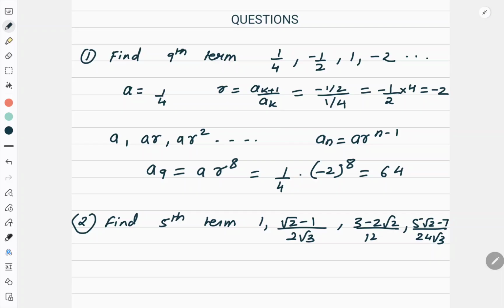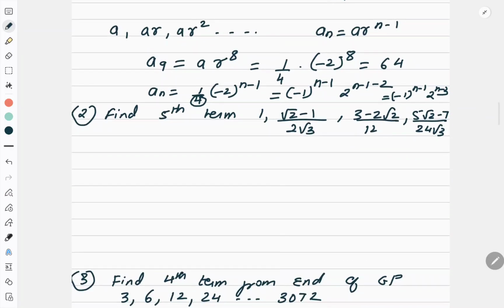If I ask you what is the nth term for this, you can write that a_n is equal to 1 by 4 into (minus 2) to the power n minus 1. Now this 4 is 2 square, so I can write (minus 1) to the power n minus 1. This value will depend upon whether n is even or odd. Then I have 2 to the power n minus 1 times 2 to the power minus 2, because this 4 is 2 square; when it goes up, it becomes minus 2. So I can write it as (minus 1) to the power n minus 1 and 2 to the power n minus 3. This will be the nth term in case they ask.